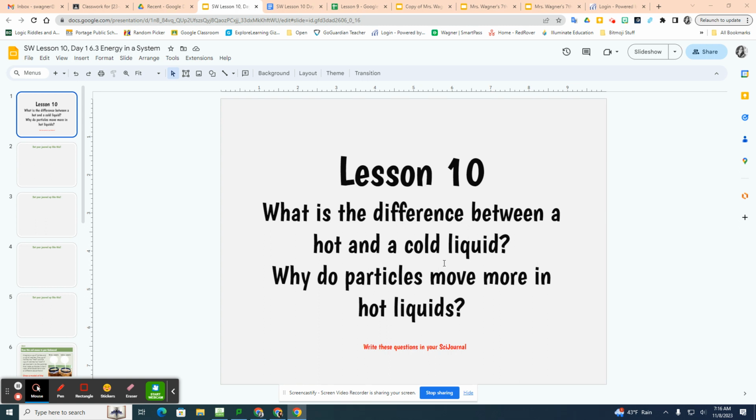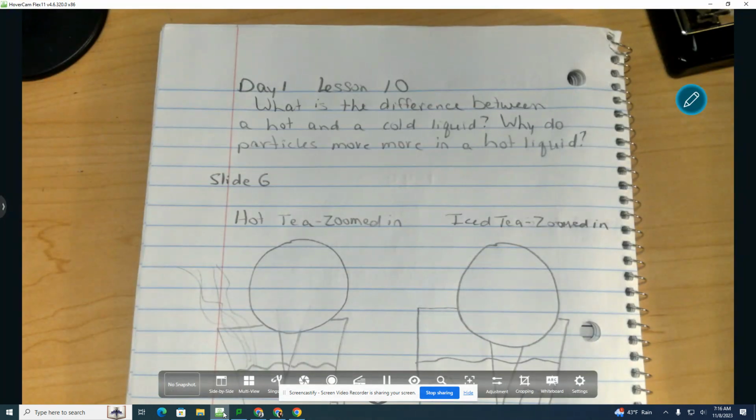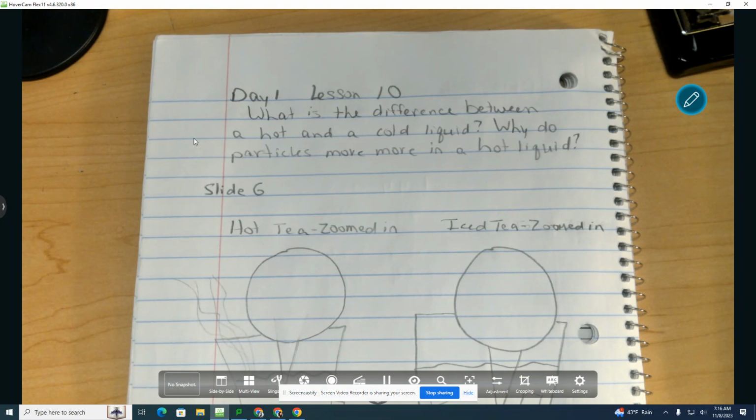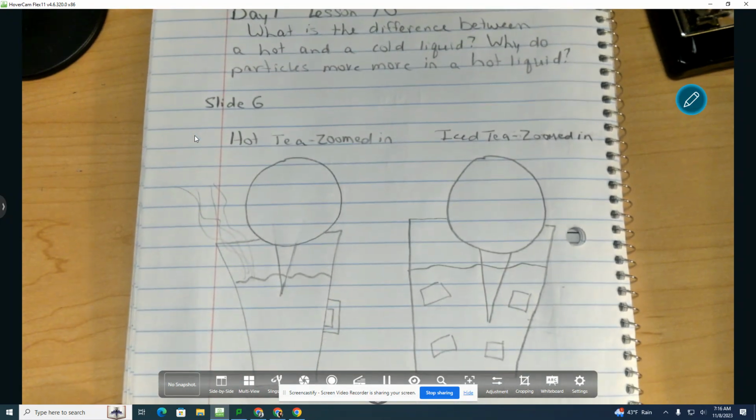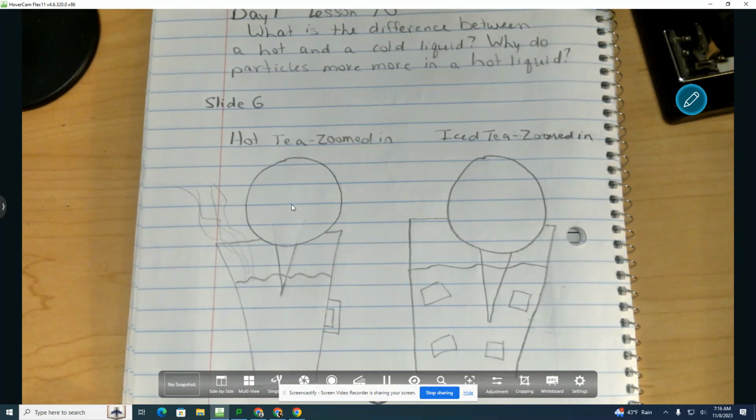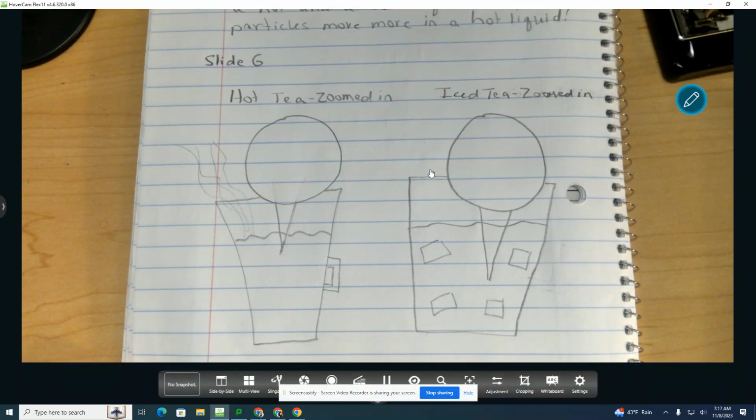So what you're going to do is, first of all, set up your notebook. So you're going to write this question in your notebook, and I'm going to share with you what that looks like. So Day 1, Lesson 10, and you write the two questions. And then you're going to continue on in the slide deck, and I'll have slides that show the pictures of each of these pages so you know what your notebook should look like.